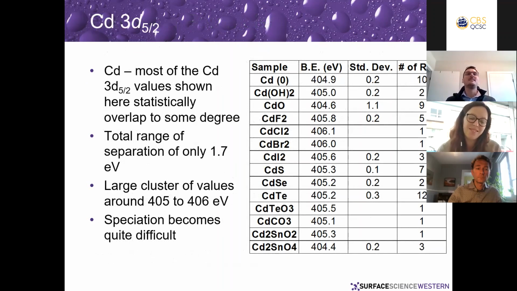If you look at something like, say, the cadmium 3d5/2 peak, you can see all these binding energies here, and they're all very similar for a lot of different species. In fact, we have a total range separation of only 1.7 eV, and that covers everything from cadmium 0 to a variety of other cadmium species. But there's not a lot of separation there. So if you had a binding energy peak, they all overlap, and it'd be very difficult to figure out what species you have.